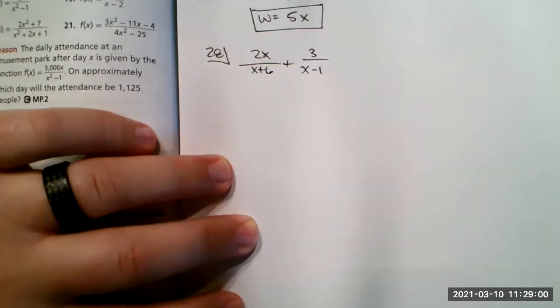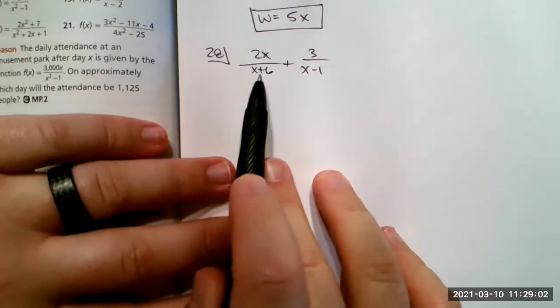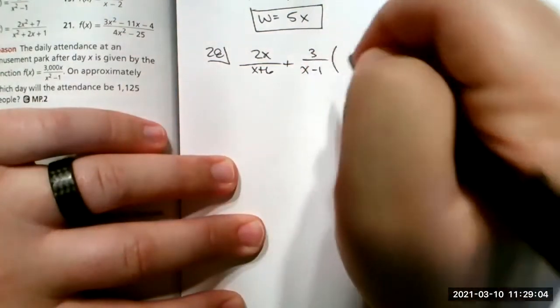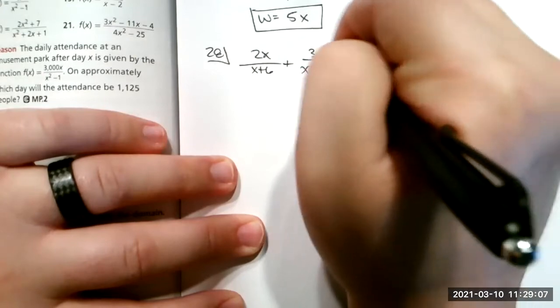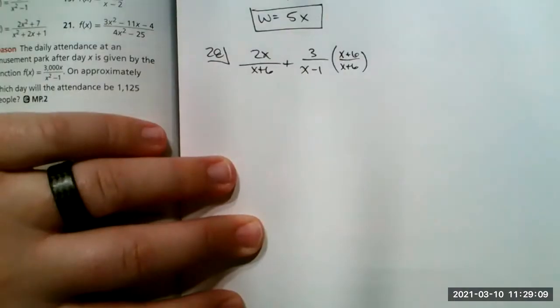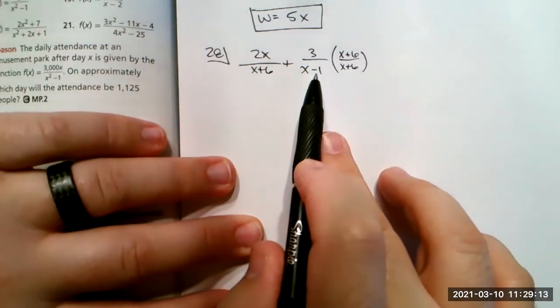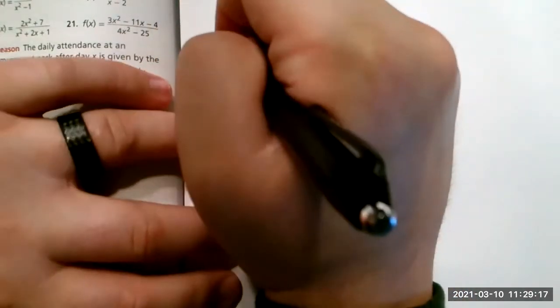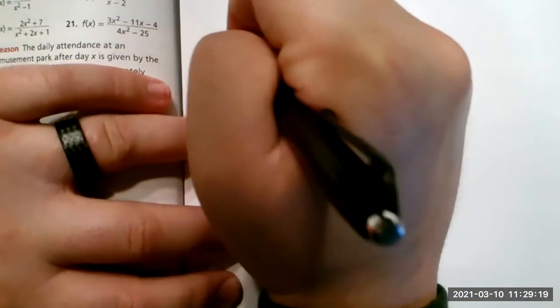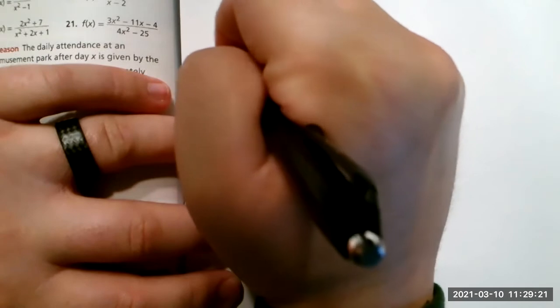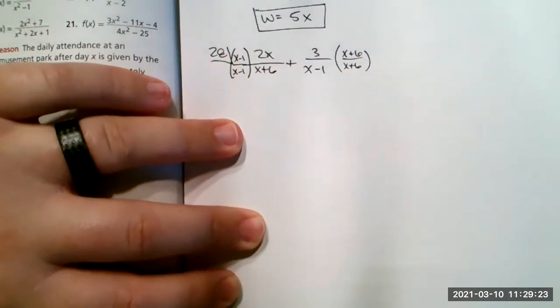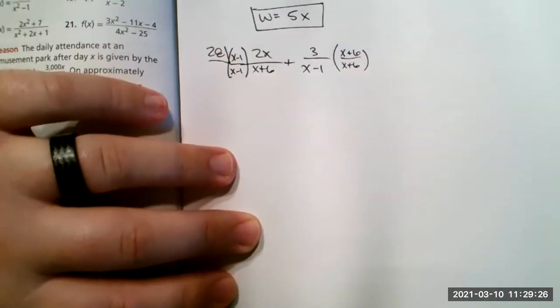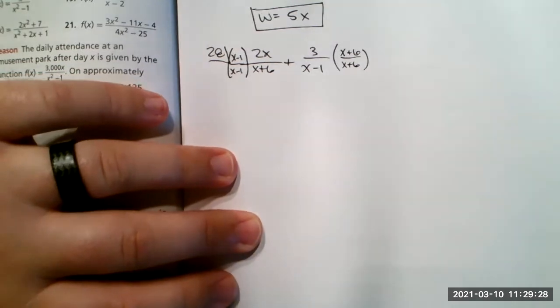In this case, this denominator is x plus 6, so I know I'm going to have to multiply the second fraction by x plus 6 over x plus 6. This denominator is x minus 1, so I'm going to squeeze this in here. I know I'm going to have to multiply the first fraction by x minus 1 over x minus 1. Sorry about squeezing that in there. Now I'm ready to go.